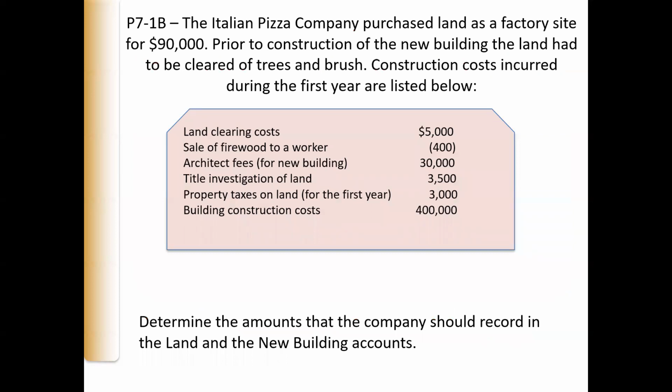So here we've got one here, guys, our first of the day. So we've got an Italian pizza company purchased land as a factory site for $90,000. Prior to construction of the new building, the land had to be cleared of trees and brush. Construction costs incurred during the first year are listed below. Determine the amount that the company should record in the land and the new building accounts. I'm going to give you a minute, and I want you to attempt this, okay?